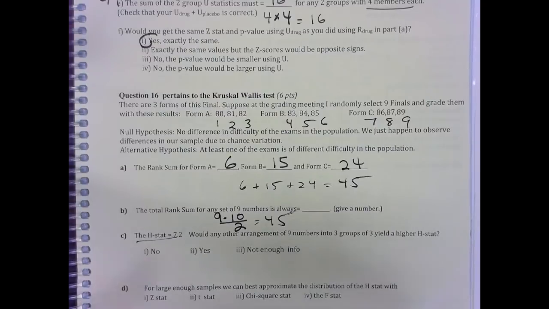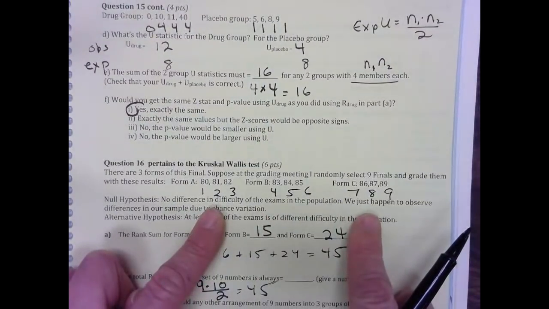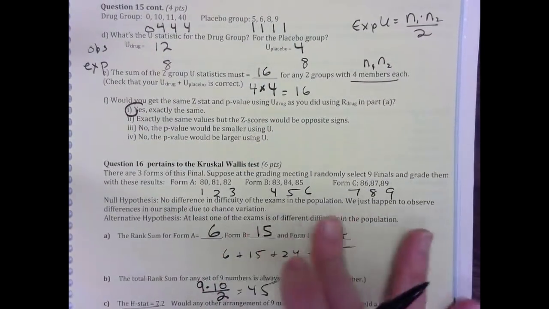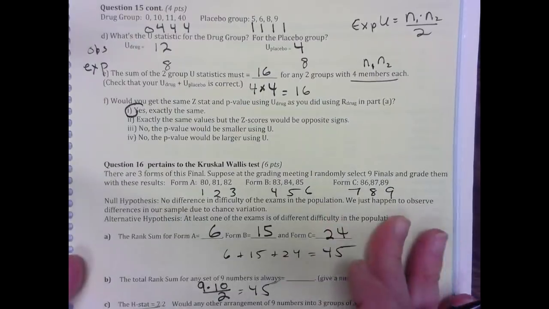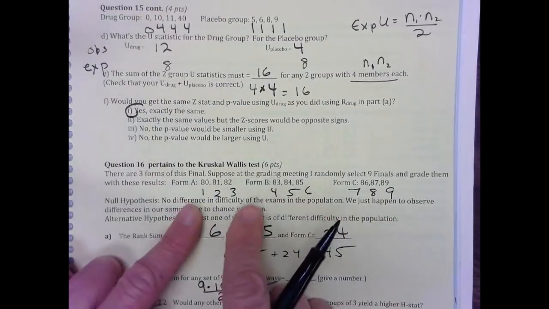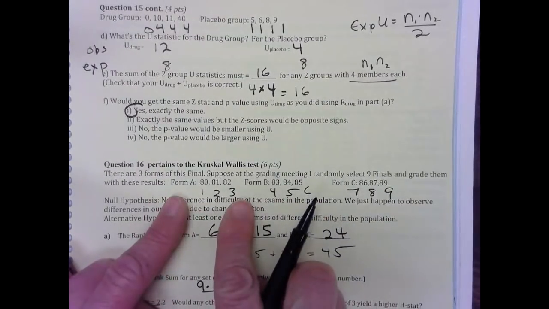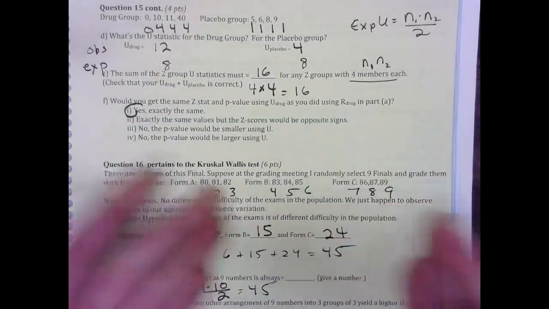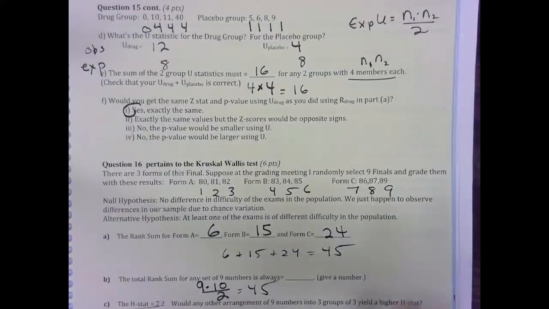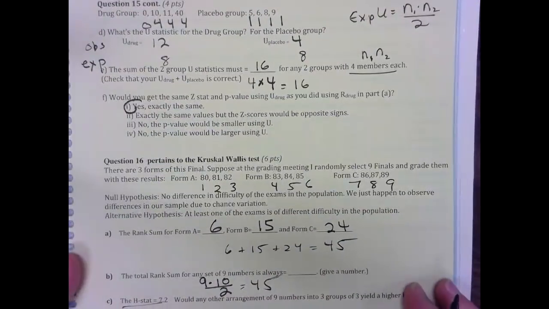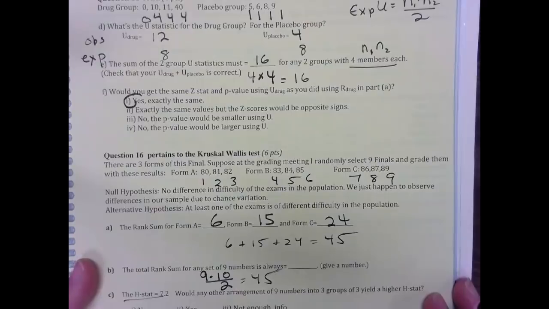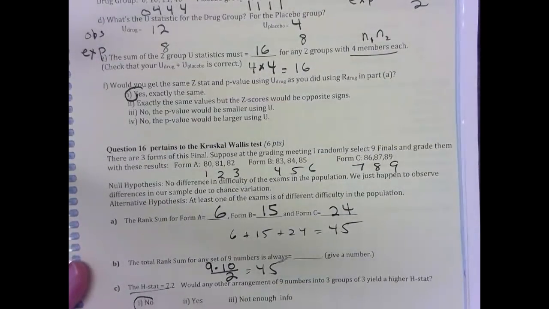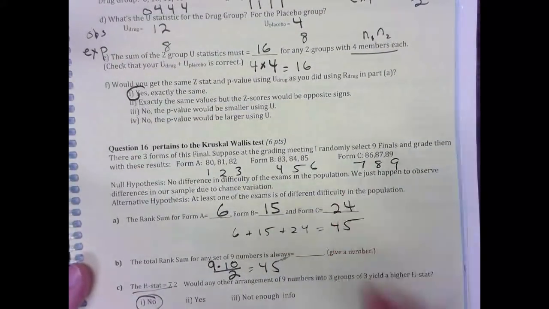A higher H-stat, the higher the H-stat, the more difference there is between the groups. Is there any way to order these that would be more extreme? Look, there's no overlap. The 3 worst people in one group, the 3 best people in another. There's no way to make it a bigger difference between the 3 groups. So, no. That's the most extreme data we could get.